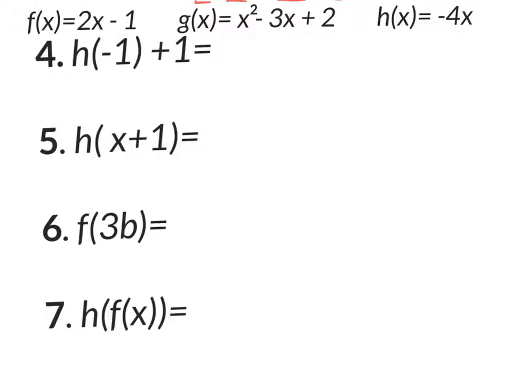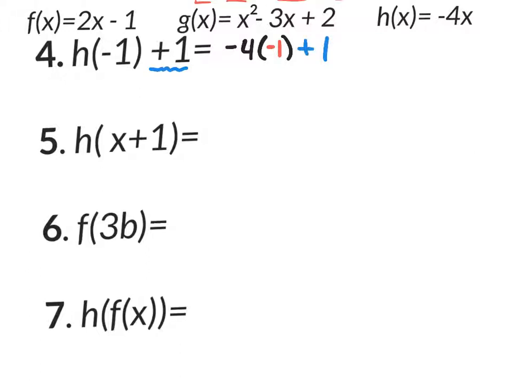So number 4, this one's interesting because it says h of negative 1, and that's telling us to do something. It's telling us to go to the h of x function and plug in negative 1, but then at the end of it all, it says plus 1. Okay, so let's do h of negative 1 first, get an answer, and then at the end of it all, add 1 to it. So let's go to the h of x function, which is negative 4 times x, and of course, we're plugging in a negative 1 right there. And then at the end of it all, we are going to do this plus 1. So I'm going to put plus 1 at the end of it all.